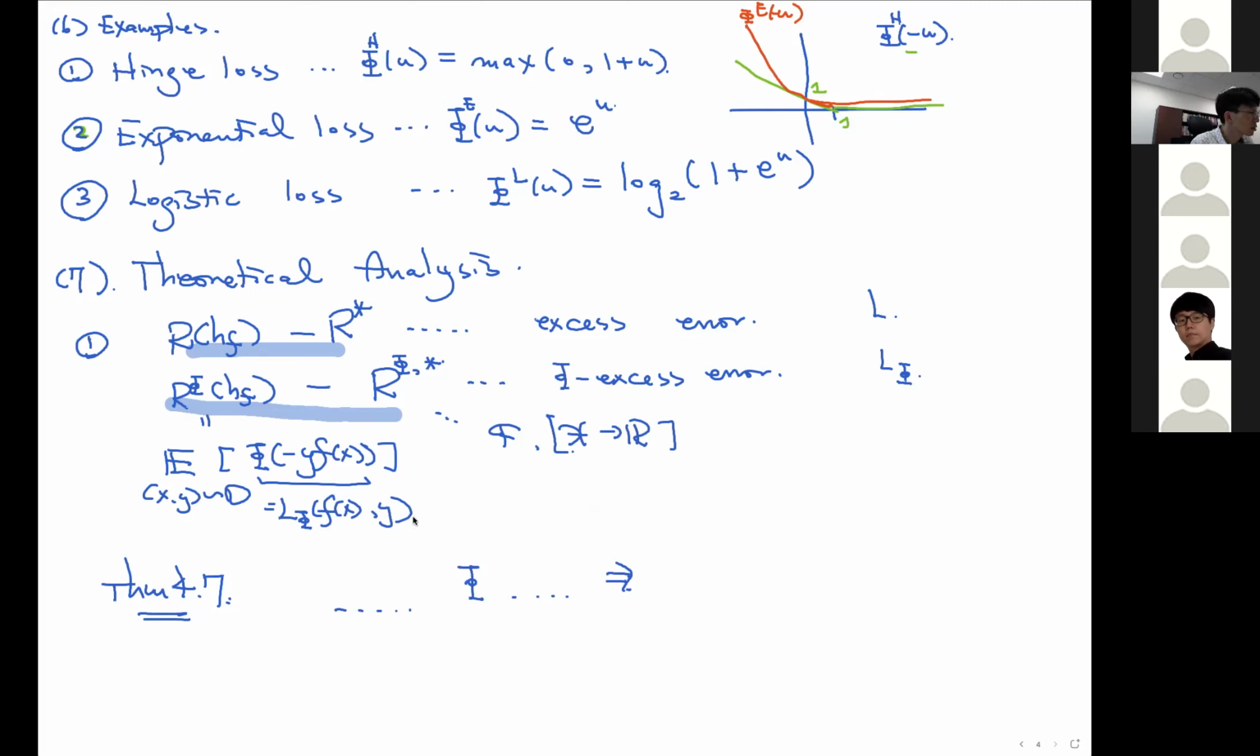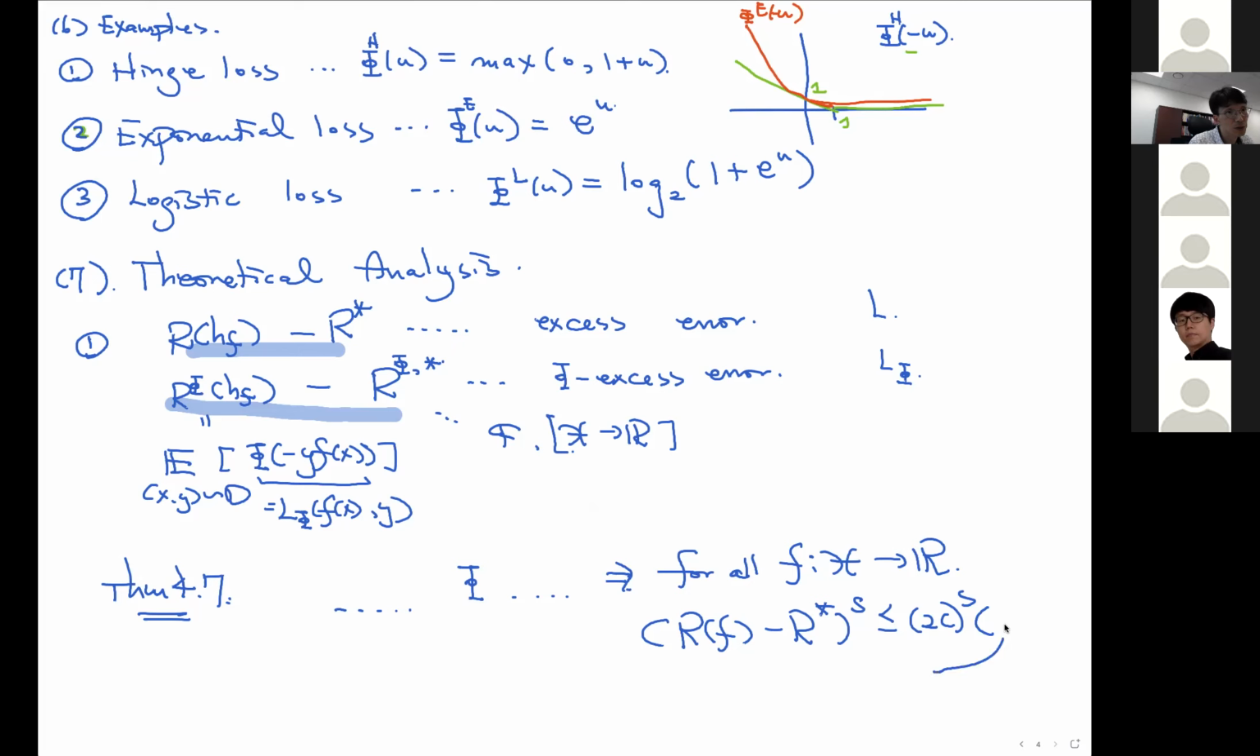The conclusion says the following. It says that for any function f that goes from x to R, all scoring functions, it satisfies the following property. If we measure its excess error, it's going to be bounded by a power of s, times c, times the phi excess error with respect to phi. The values s and c will be determined based on the function phi. So also there are some conditions about phi here. But what it tells you is quite interesting.